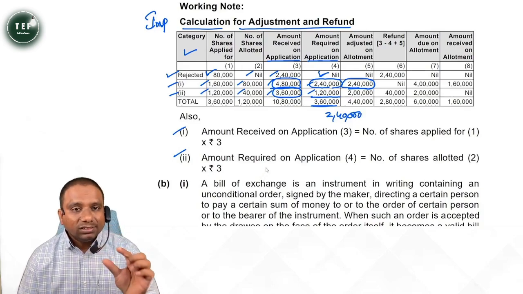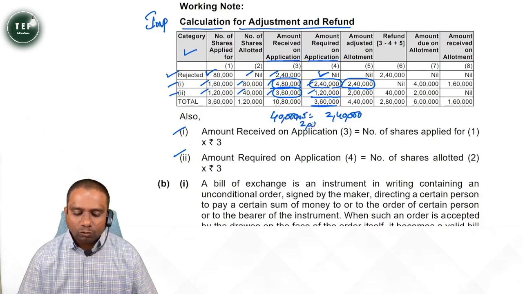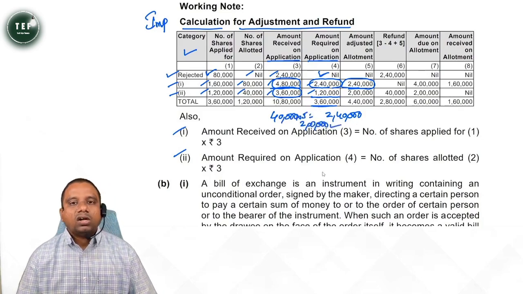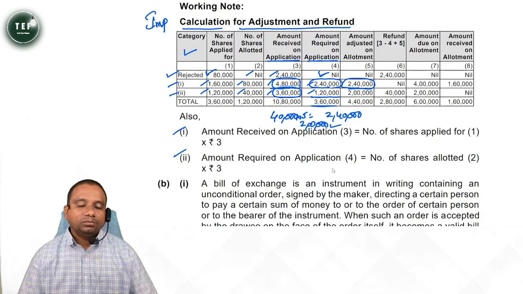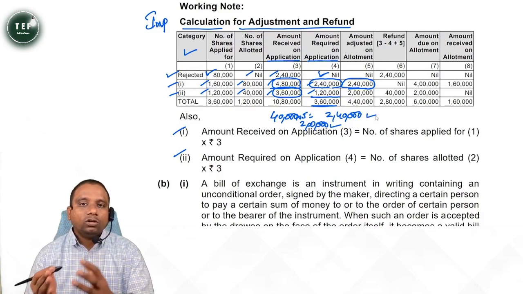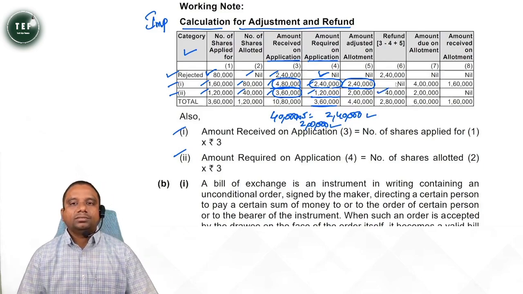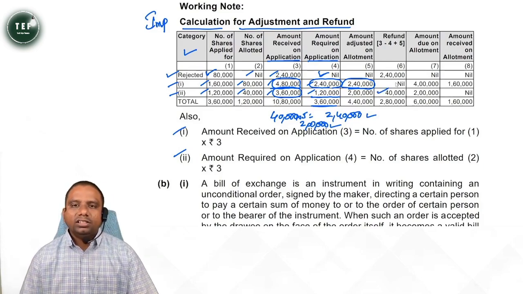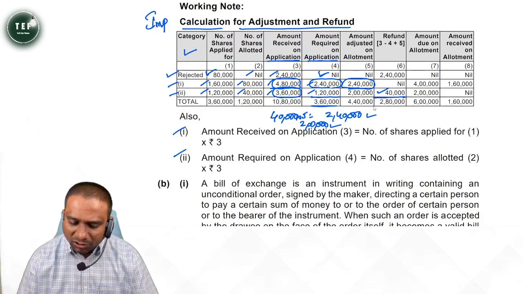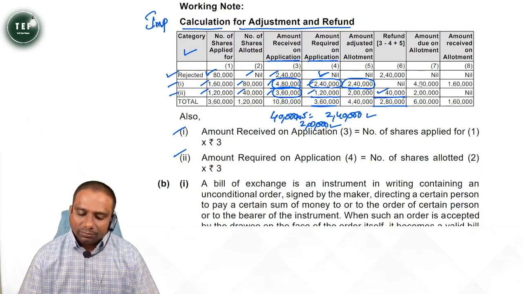But from this category people, we have to receive originally how much? 40,000 into 5, 2 lakhs rupees we have to receive. On allotment, we have to receive only 2 lakhs. But we have excess of 2,40,000 now. So out of 2,40,000, 2 lakhs is adjusted and 40,000 is refunded. 40,000 refund. This calculation is important. Total how much amount we are refunding? 2,80,000. Amount due on allotment.